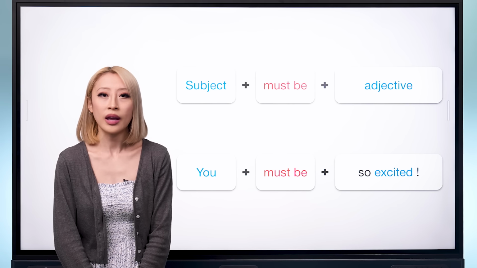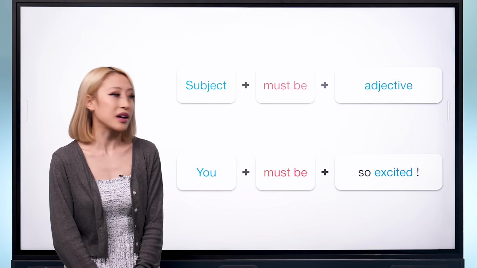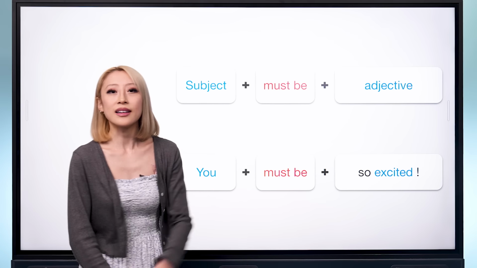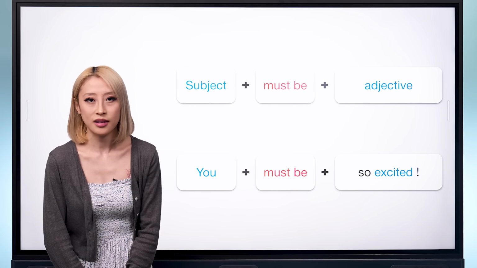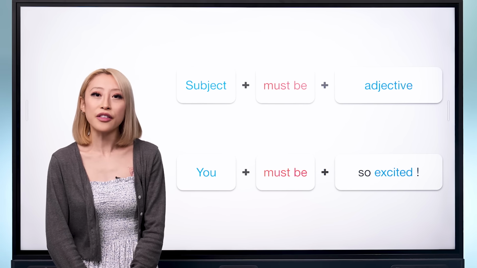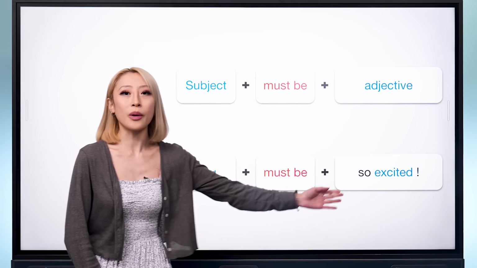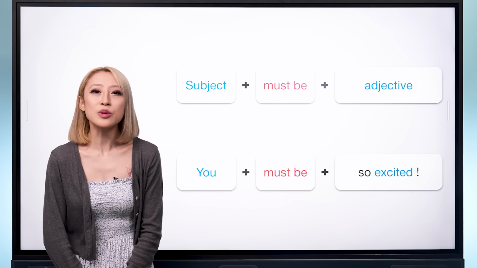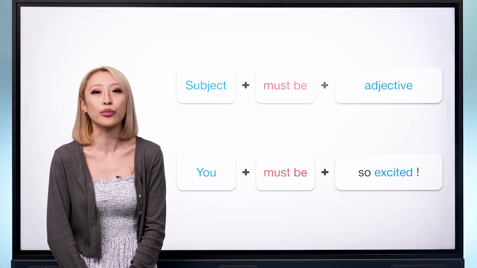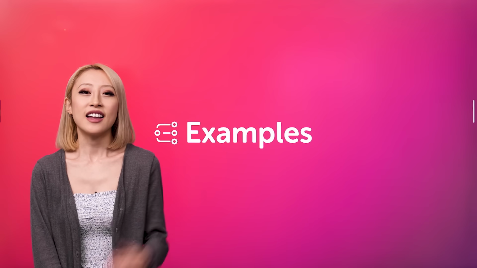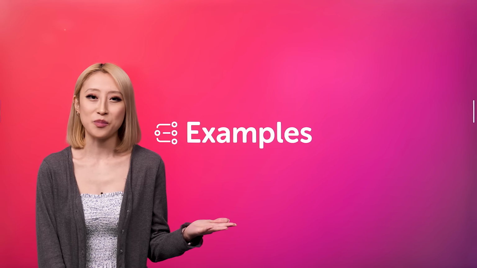Then comes the adjective phrase, so excited. This describes the current state or condition of the subject. So when we put it all together, you must be so excited. We're using this structure to strongly assume that the person is excited about her road trip. Now let's look at some speaking examples.